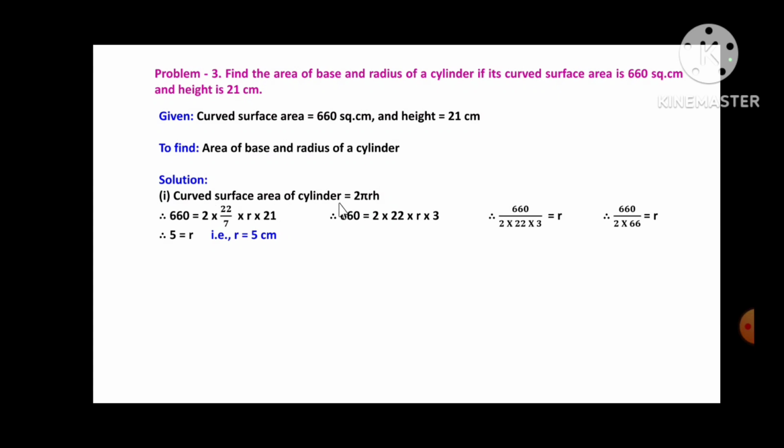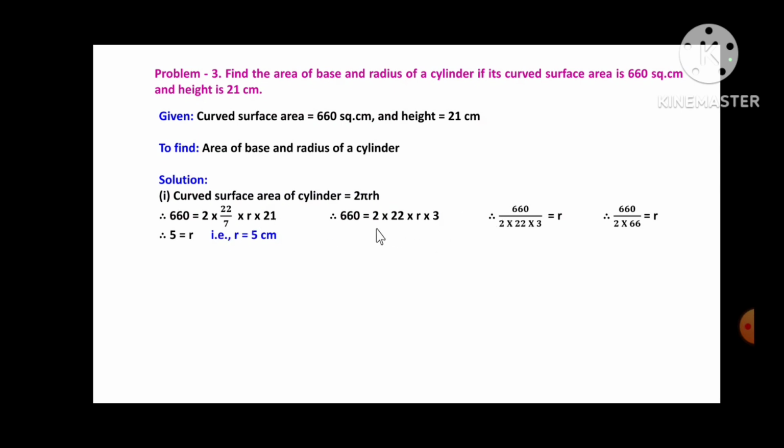So curved surface area of the cylinder is 2 pi r h, that we know. It is given that curved surface area is 660. So we can write, therefore, 660 is equal to 2 into 22 upon 7 into r into 21. Therefore next step is 660 is equal to 2 into 22 into r into 3. So here 7 and 21 division is possible. 7 ones are 7, 7 threes are 21.